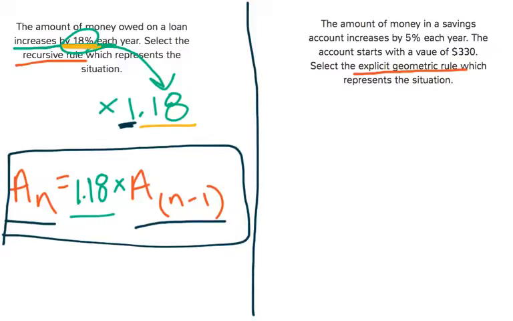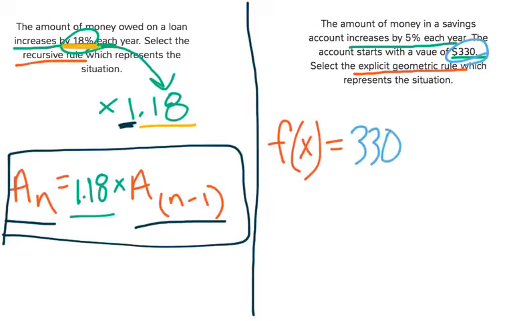Now let's move on to the right-hand side here, where we're looking at the amount of money in a savings account, which increases by 5% each year. And we know the starting value this time is $330. Okay? So we are going to write an explicit geometric rule, and that's going to look something like, let's call this f of x this time. f of x equals our starting value of $330. We're starting with $330. And then it's increasing by 5% each year.